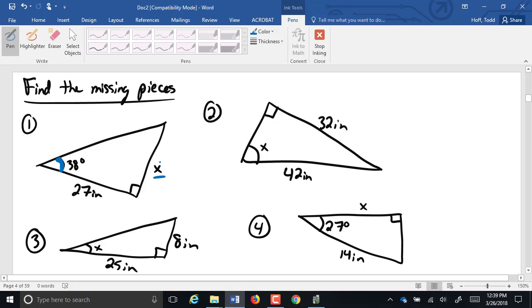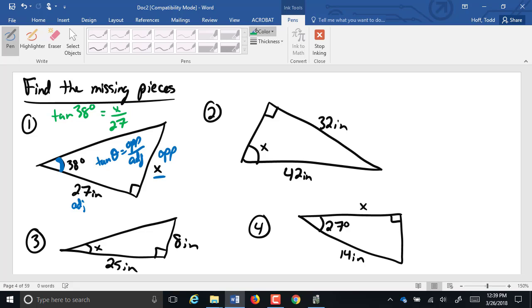According to that angle, the x that we're looking for is which side of this triangle? Opposite. The 27 is the adjacent. What trig function is that? Tangent. So tangent of an angle equals opposite over adjacent. So we plug in those numbers. We have 38 degrees, that's the angle. Opposite side is x and the adjacent is 27.